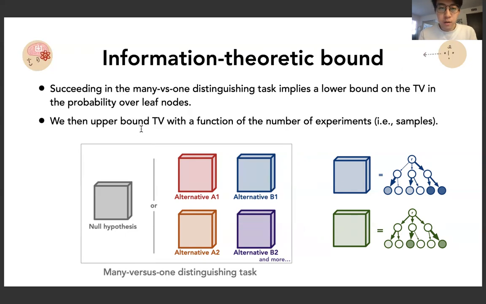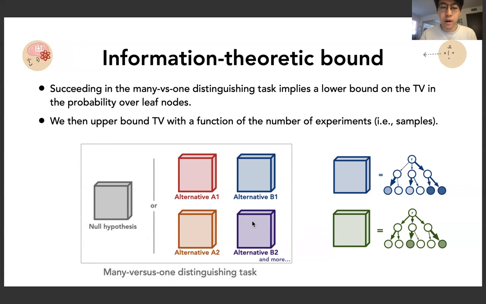And now one could use very basic information-theoretic bounds to show that if one could succeed in the many-versus-one distinguishing task, then it implies a lower bound on the total variation distance in the probability over leaf nodes. Recall that the probability distribution over leaf nodes is essentially the distribution over the final memory state. So in order to distinguish between two hypotheses, the null hypothesis or the alternative hypothesis, one can show, using the basic Le Cam two-point method, that the total variation distance must be sufficiently large.